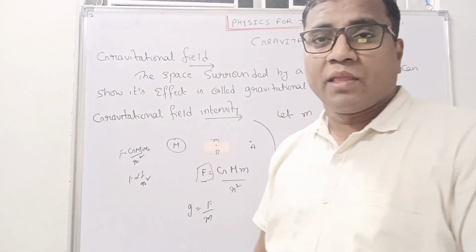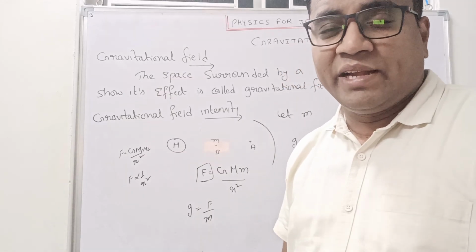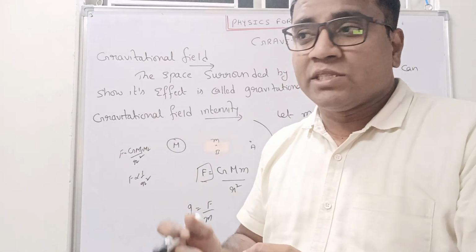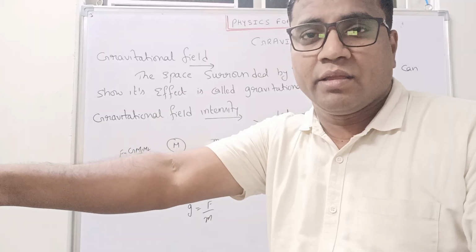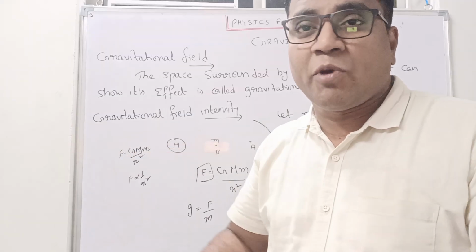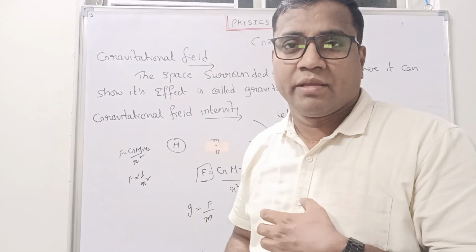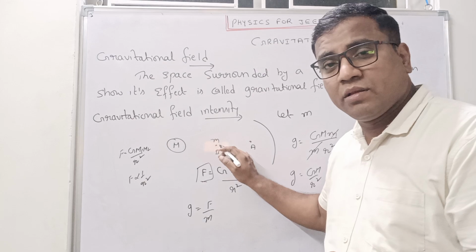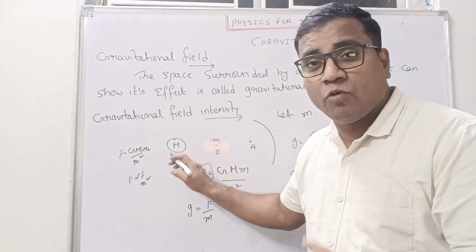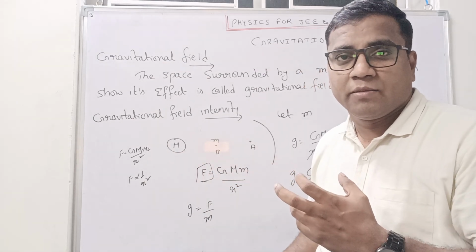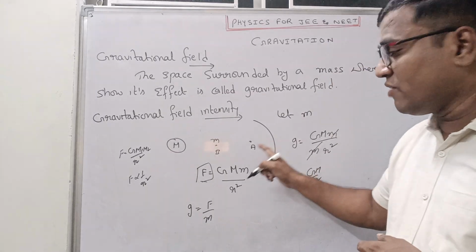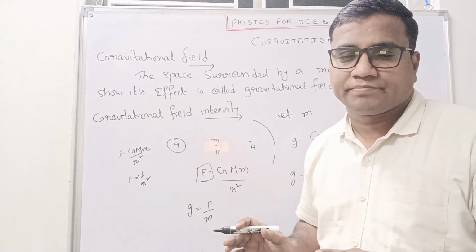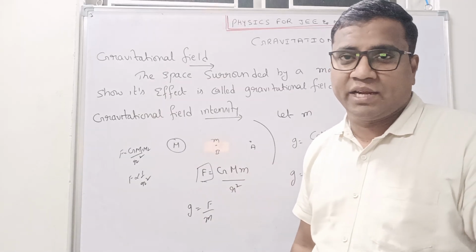So g is equal to G M by r square. Which means the gravitational field intensity at any point does not depend upon the mass at that point. Clear? It depends upon the mass of the one body. Right? It does not depend upon the small m. It depends only on capital M, the original body, how much mass it is having. It does not depend upon the small m. Why? Because here small m in the numerator and denominator get cancelled. Clear? I hope you understood, right?